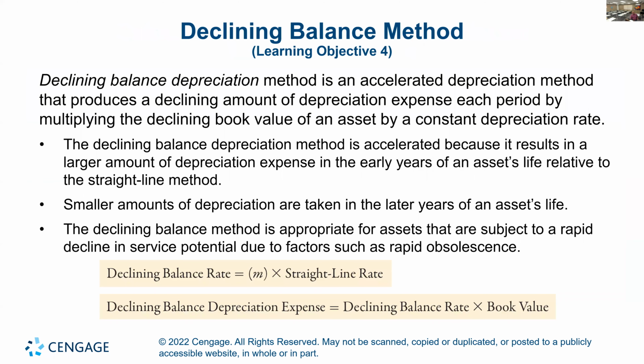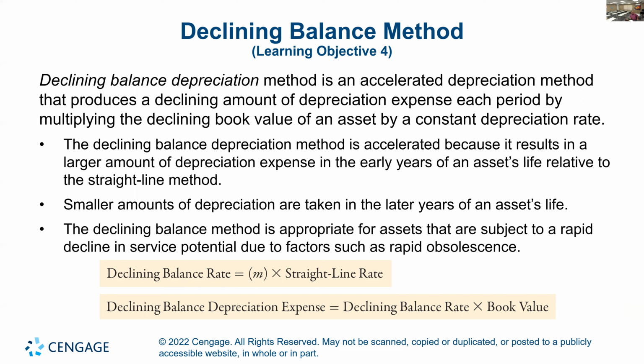Okay, the declining balance method, I call it the double declining balance method, because it is an accelerated way to depreciate your property, plant, and equipment. So in order to get this, first we need to determine our rate. For the double declining rate, I call it double declining instead of just declining because it is double the straight line rate.